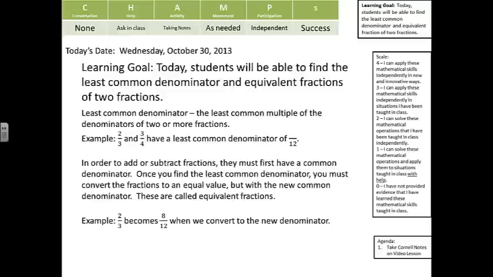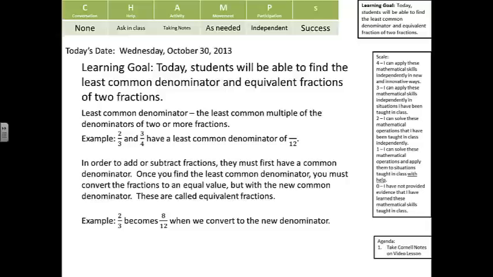So if we look at the example 2/3, when we change the denominator from 3 to 12, we see that we've made it 4 times larger. 3 times 4 is 12. Well, if we make the denominator 4 times larger, in order for it to be equal, we have to make the numerator 4 times larger.